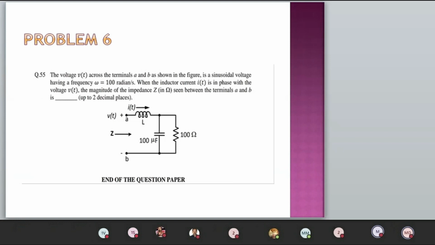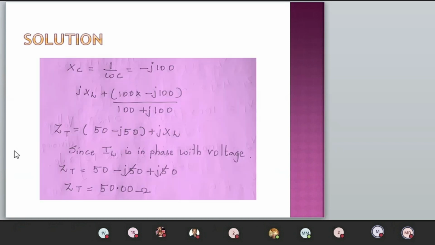It has mentioned clearly that the inductive reactance is equal to the capacitive reactance. How do you identify this? He has mentioned that the current is in phase with the voltage. It means the AC circuit exhibits a resonance condition. So observing the question is very, very important. The inductor current or the input current is in phase with the voltage. So finally, up to 2 decimal places, it is 50.00.